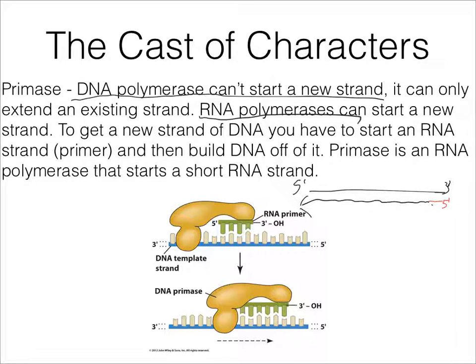But since DNA can't start on its own, you've got to have a little bit of RNA at the beginning. That little bit of RNA at the beginning is what's called the primer. And primase is an RNA polymerase that lays down that primer. It doesn't stay in the finished product. We'll get to what happens to it later.